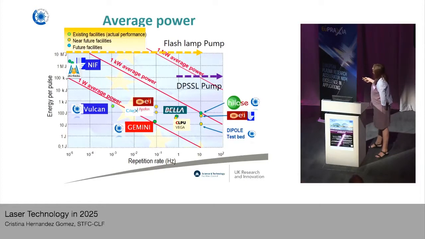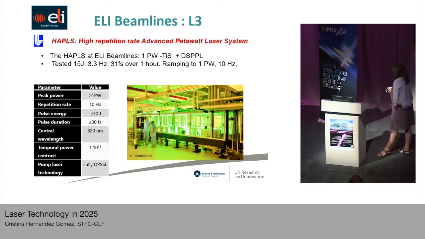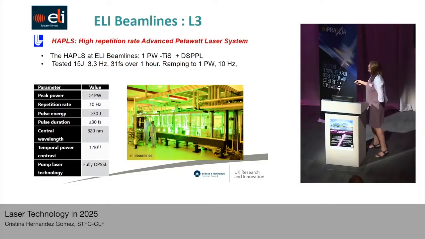I've chosen, maybe conveniently, the systems that we developed in the central laser facility: DiPOLE, which is able to deliver, in terms of energy per pulse, 10 joules at 10 hertz, and then we upgraded to deliver a system to HiLASE, delivering 100 joules at 10 hertz, and also more recently, the system developed for ELI L3 by Lawrence Livermore. Let me show you that one, because it really has it all at the moment: it delivers 1 petawatt peak power, but more fundamentally, operates at 10 hertz.